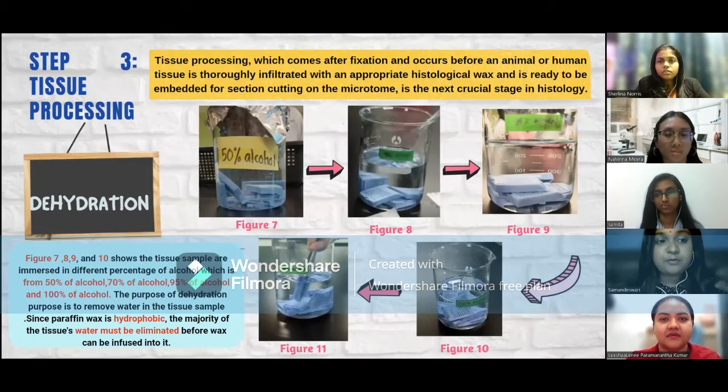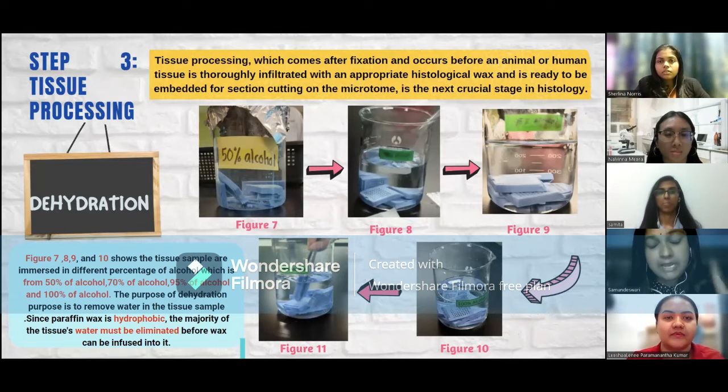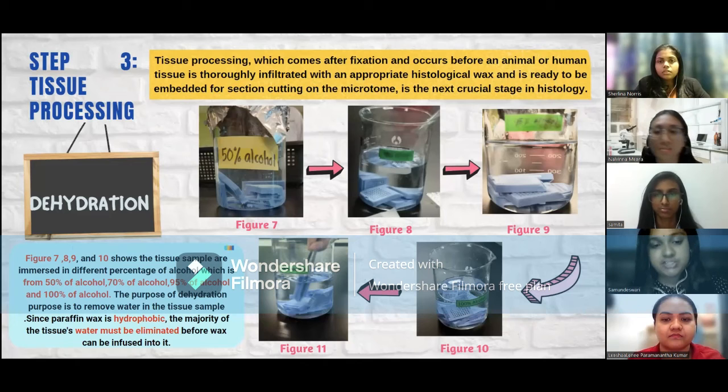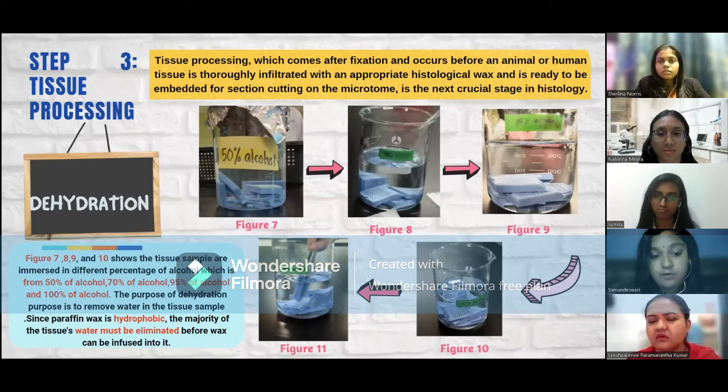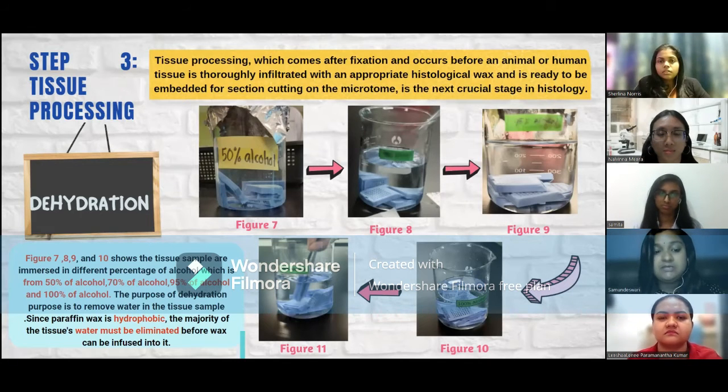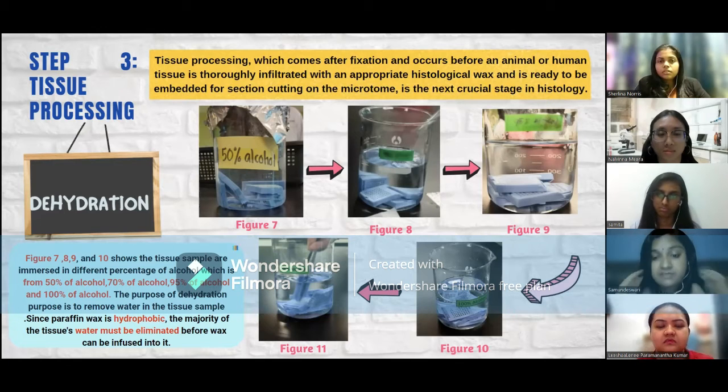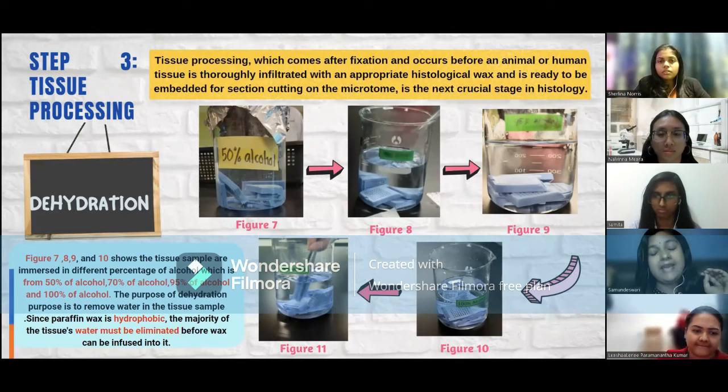So I will be proceeding with tissue processing. Basically, in tissue processing, there are four main important stages, which are dehydration, clearing, infiltration, and impregnation. The main purpose of dehydration is to remove the water in the tissue sample, because paraffin wax is hydrophobic. So the majority of tissue water must be eliminated before it's waxed. It starts from 50% alcohol and ends with 100% alcohol.